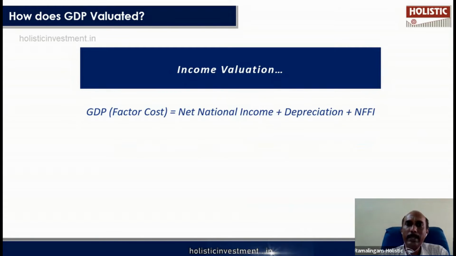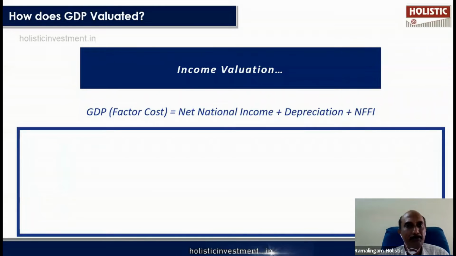Formula-wise, it is net national income plus depreciation plus NFFI. This is the factor cost of GDP as per the income valuation method. There is also something called the market cost of GDP as per the income valuation method. First, let us calculate GDP at factor cost. Then it will be easier for us to calculate GDP at market cost. There are three components, right? Net national income plus depreciation plus NFFI. I'll explain them one by one.